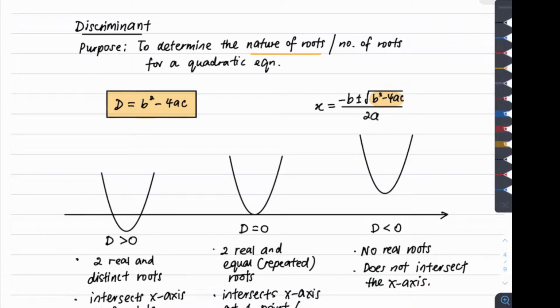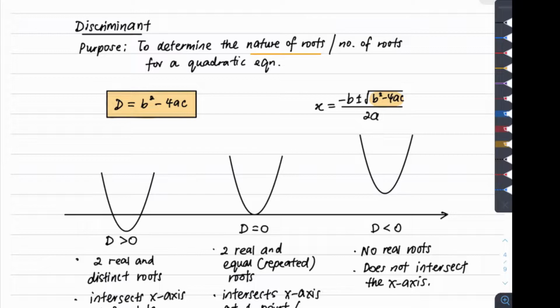Okay, hi everyone. From the other day, we were looking at the discriminant, and the purpose of doing our discriminant is to determine the nature of roots for a quadratic equation. So what is our discriminant? It is our b squared minus 4ac.